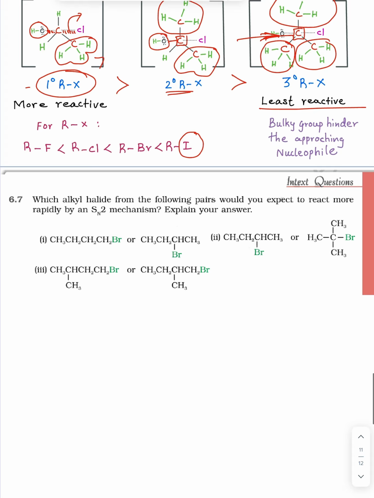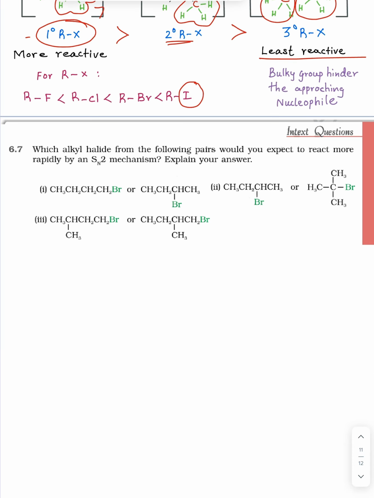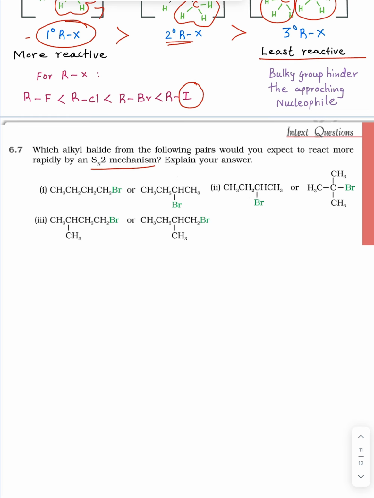Now I'm mentioning the intext questions. This question is in your NCERT book, intext question 6.7: Which alkyl halide from the following pairs would you expect to react more rapidly by an SN2 mechanism? Explain your answer. Question subdivision 1: what is the common name? It is n-bromobutane. And the next substrate is 2-bromobutane. Here I have a primary alkyl halide.